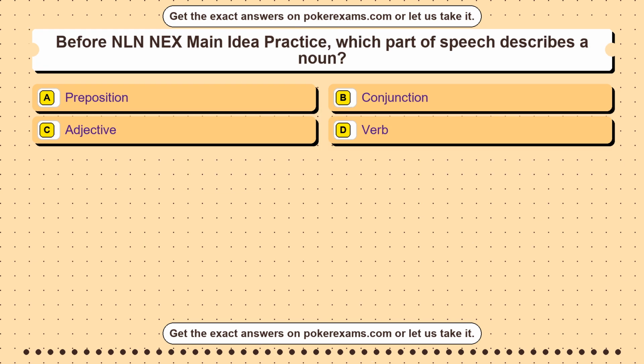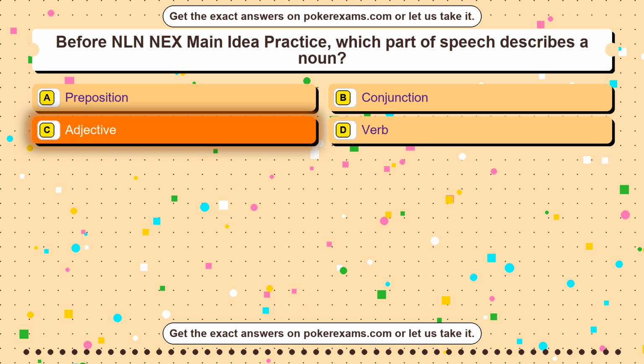Question 15. Before Get History Practice Test, which value equals 5 superscript 2? Option A, 52. Option B, 7. Option C, 10. Option D, 25. The correct answer is option C.